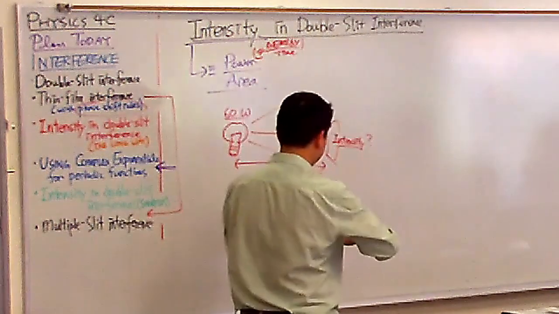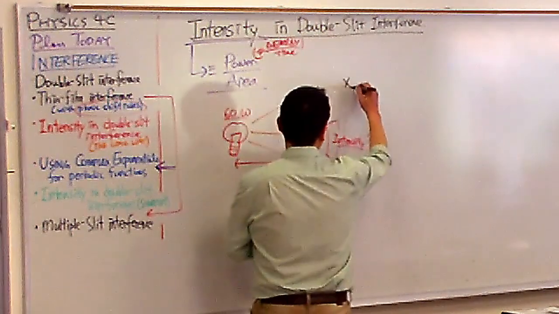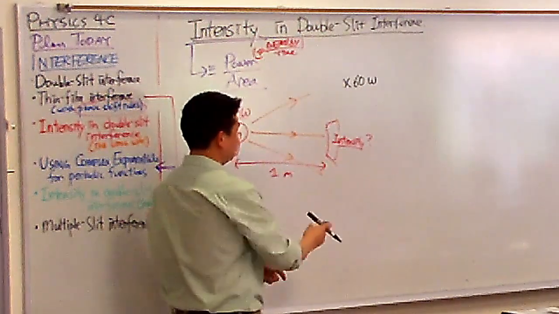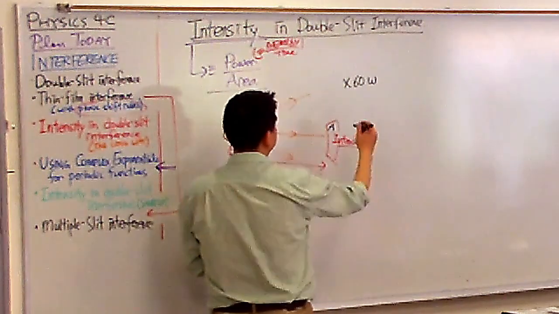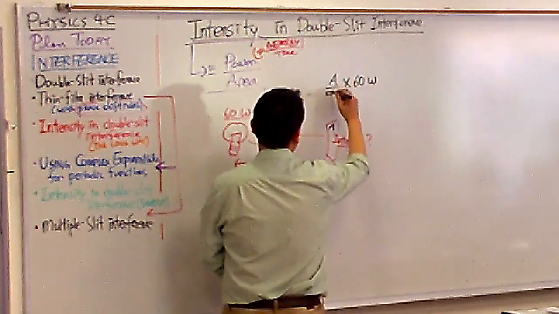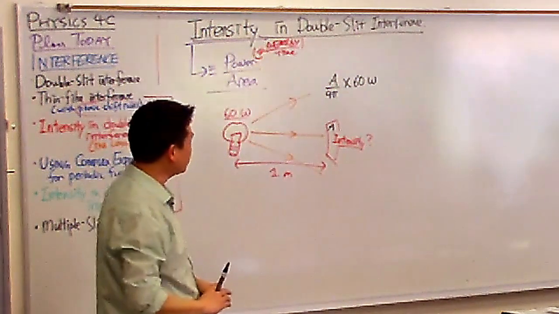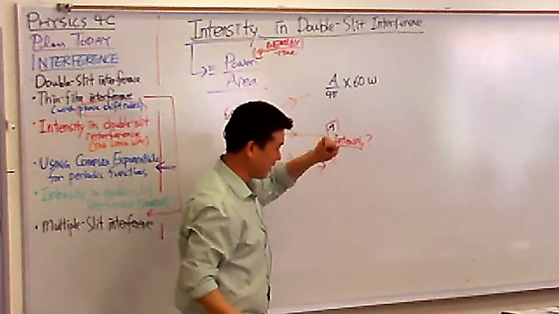All right, let me start the other way. Multiply by 60 watt. What else did you say? The area of this piece divided by 4 pi. That's a whole circle. Yeah, you are going somewhere close. So this is close, but not quite.